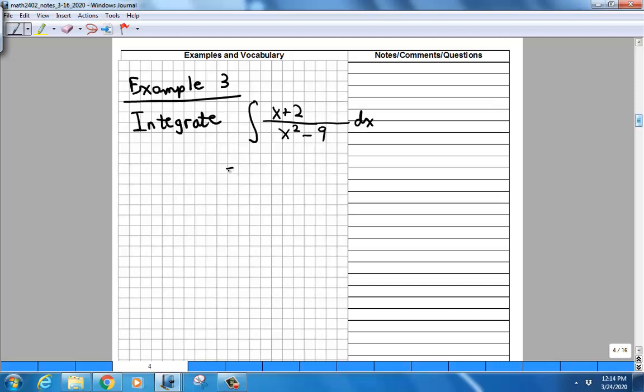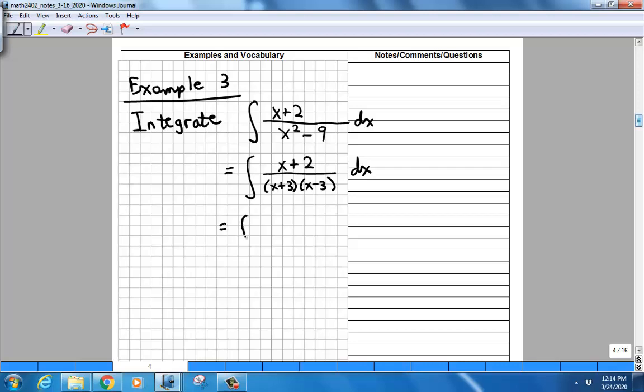But remember, to try partial fractions, you're going to have to be able to factor the denominator. If the denominator doesn't factor, you're going to get stuck on the partial fraction technique. But x squared minus 9 is a very easy expression to factor because that's a difference of two perfect squares. That's probably the very first factoring technique that you learned back in your beginning algebra classes, factoring the difference of two squares, like x squared minus 9. So that factors as x plus 3 times x minus 3.